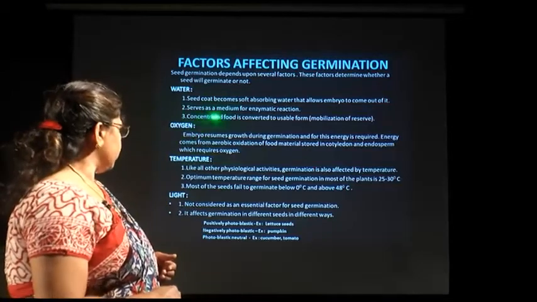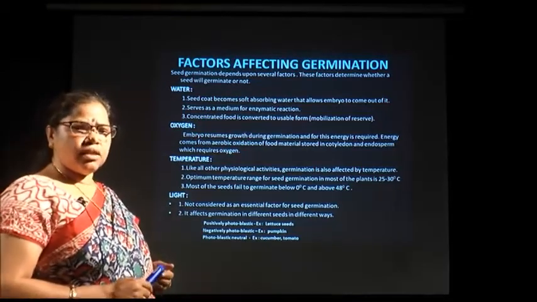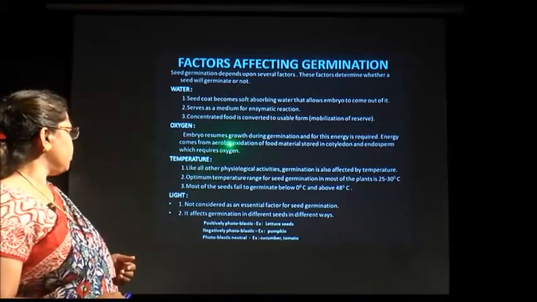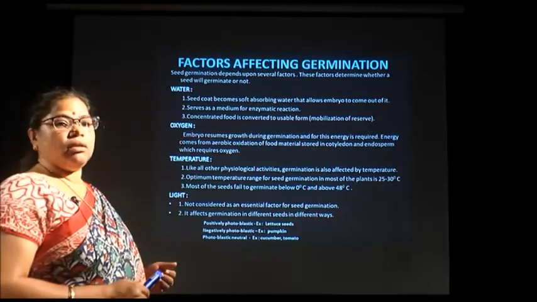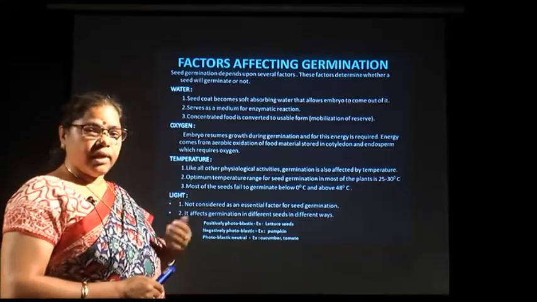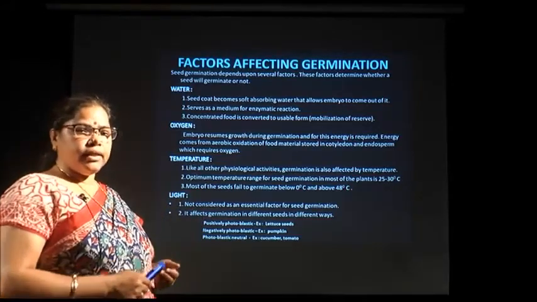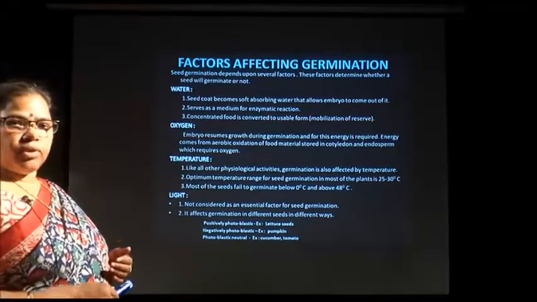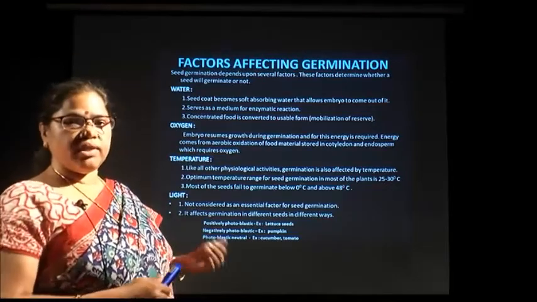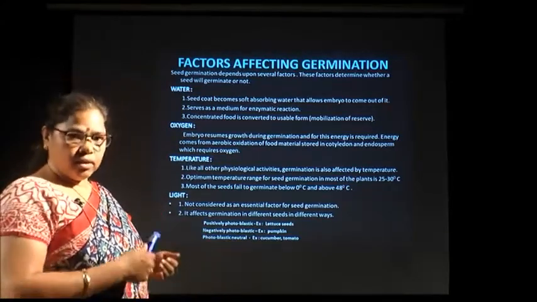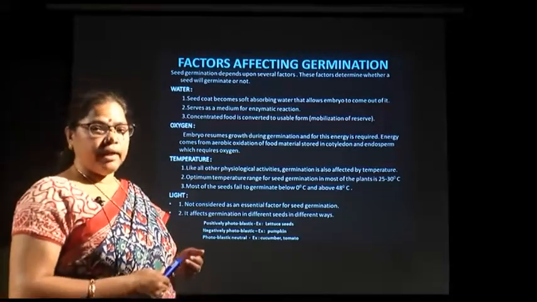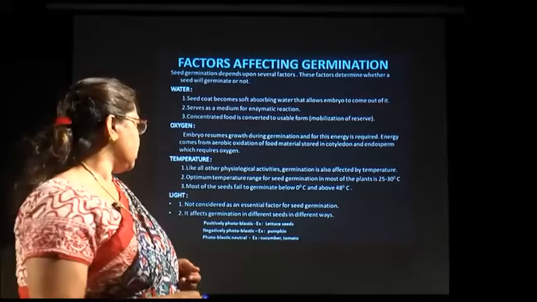Then comes the factor oxygen. As you know, oxygen is generally needed for respiration, and respiration is needed by the seed, because the embryo resumes growth during germination, and for this energy is required, because the embryo has to grow, and it has to divide and redivide. For all these processes it needs some energy, and without energy the embryo cannot grow. This energy comes from the food material stored inside the seed, and this food material undergoes oxidation, and then only can it provide energy. So for oxidation, oxygen is needed.